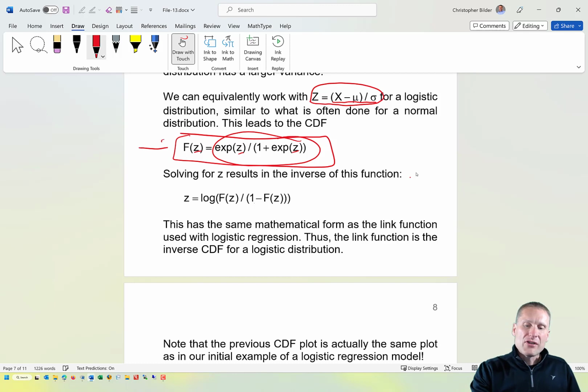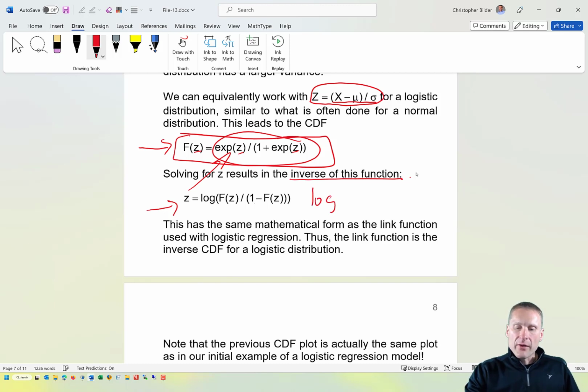So we just saw the CDF for a logistic distribution. Now if we find the inverse of this function, look what we get here. z is equal to log of F of z divided by 1 minus F of z. All I did was solve for z in there.